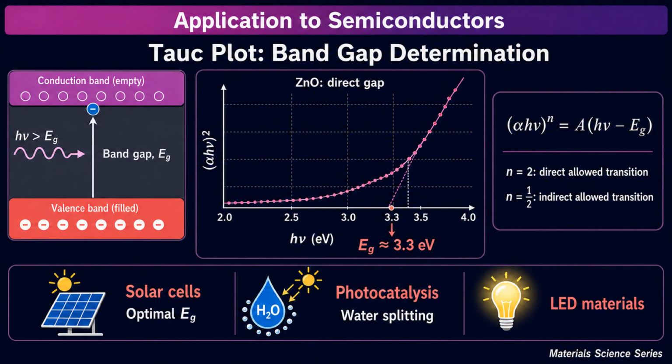Tauc plots are essential for determining semiconductor band gaps from UV-Vis data. When photon energy exceeds the band gap, electrons transition from valence to conduction band. The Tauc equation relates absorption coefficient to photon energy, with the exponent n depending on transition type. N equals 2 for direct transitions and 1/2 for indirect. Plotting and extrapolating the linear region to the x-axis gives the band gap energy. This is crucial for solar cell and photocatalyst development.